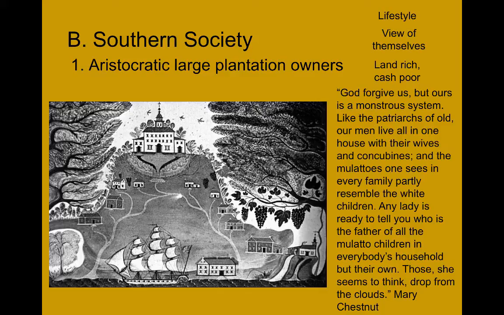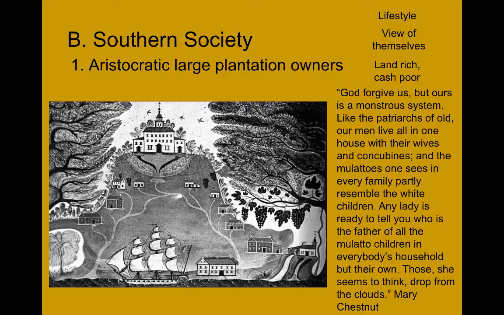It was very typical for white plantation owners to have sexual relations with their slaves, sometimes consensual, but a lot of times not, and they would rape their slaves. And so she says, "and the mulattoes, a mixture of African and white, one sees in every family partly resemble the white children." Well, that's because the white children and the slave children both have the same father, the plantation owner. "And any lady is ready to tell you who is the father of all the mulatto children in everybody else's household but their own. Those, she seems to think, drop from the clouds."